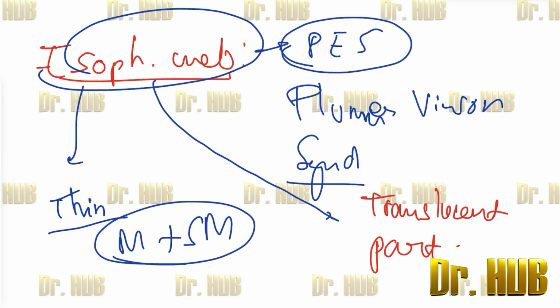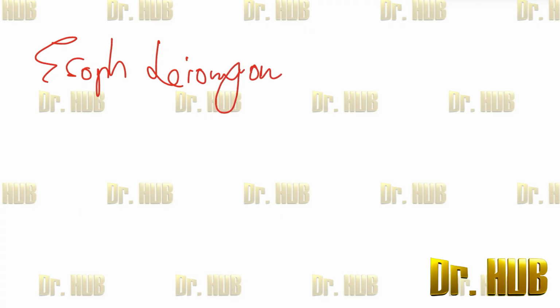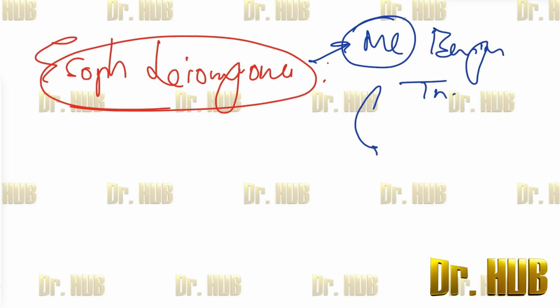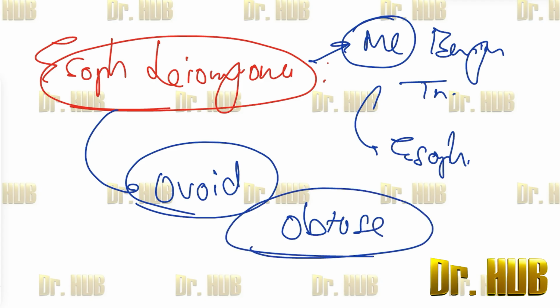Lastly, we move on to the esophageal leiomyoma. In case of esophageal leiomyoma, it is the most common benign tumor of the esophagus. On barium swallow it is seen as a discrete ovoid mass that is well outlined by the barium, and it forms slightly obtuse angles with the esophageal wall.